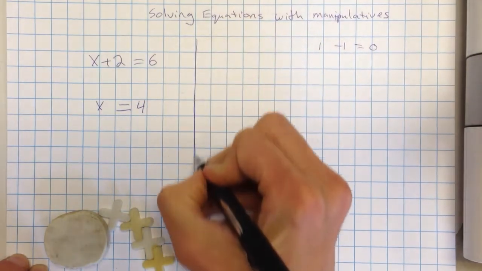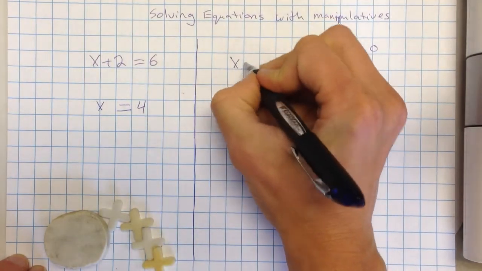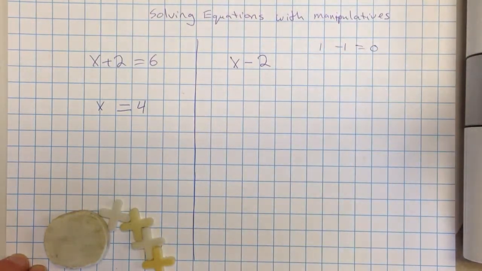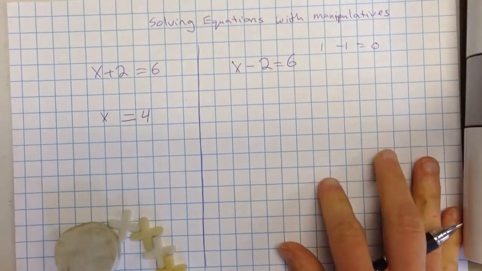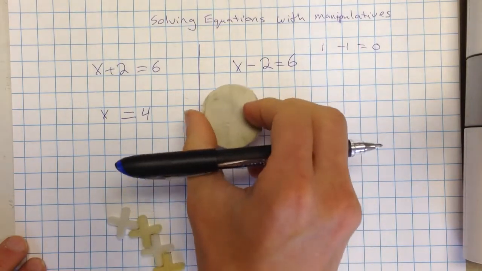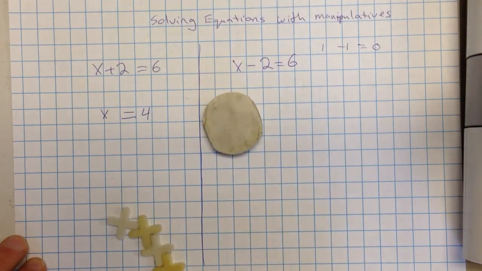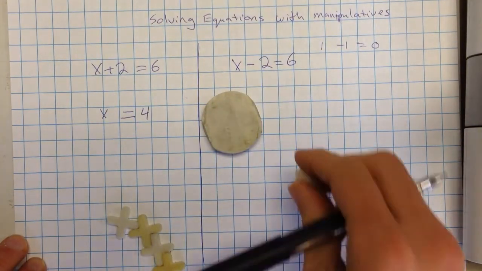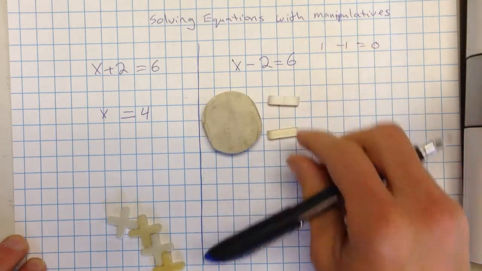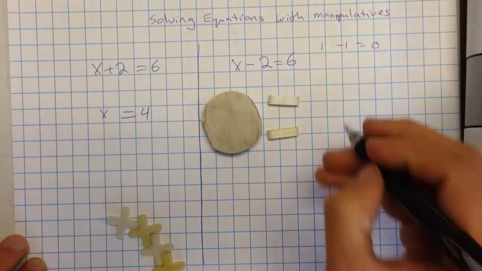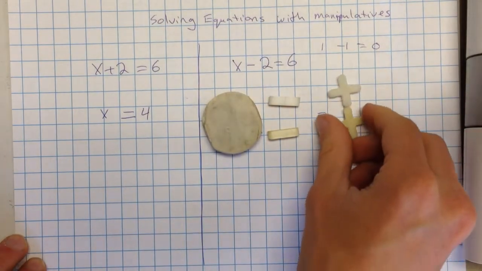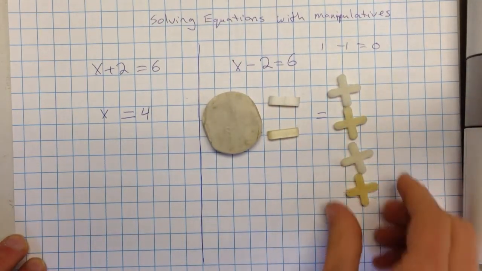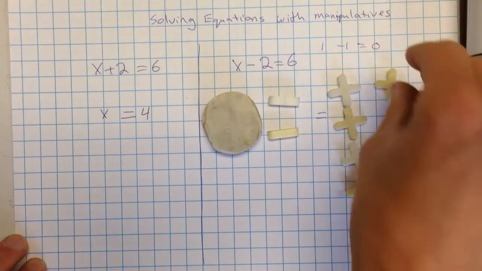Now we can also solve these kinds of problems if I had a subtraction problem, x minus 2 equals 6. I would start out by putting my x. Minus 2 is the same thing as plus 2 negatives, so I put 2 negatives. Then I put my equal sign, and I bring over 6 positives: 1, 2, 3, 4, 5, 6.